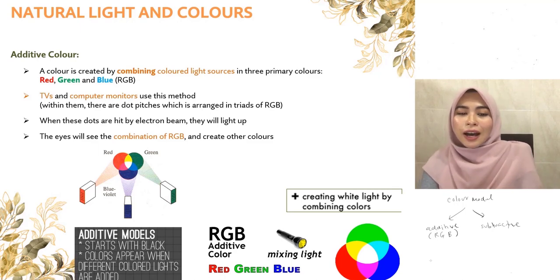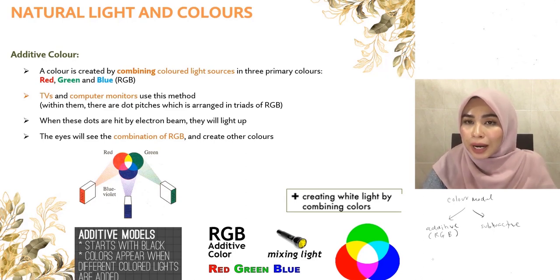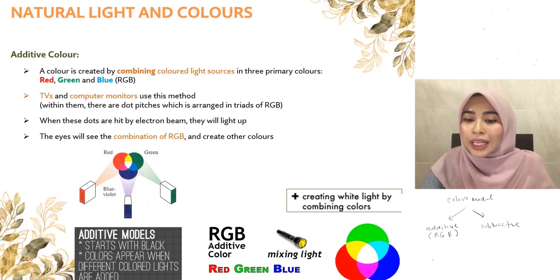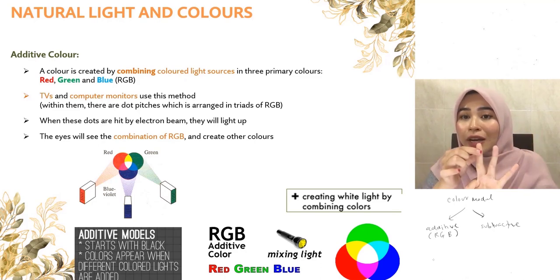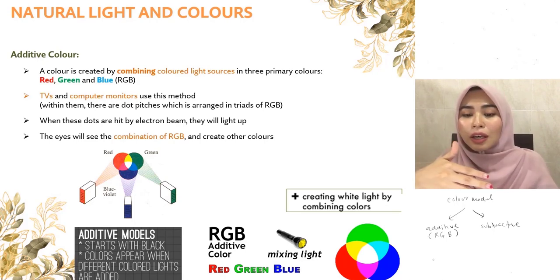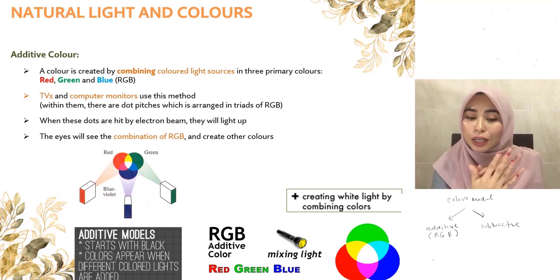Why do we call it additive color though? If you take a look at the definition, a color is created by combining. Combining means that we're adding different things, right? So what are we combining? We're combining colored light sources. Like I said, there are only three light sources available, which are red, green, and blue. So by combining these light sources, we are able to produce many, many different colors just from these three colors alone.